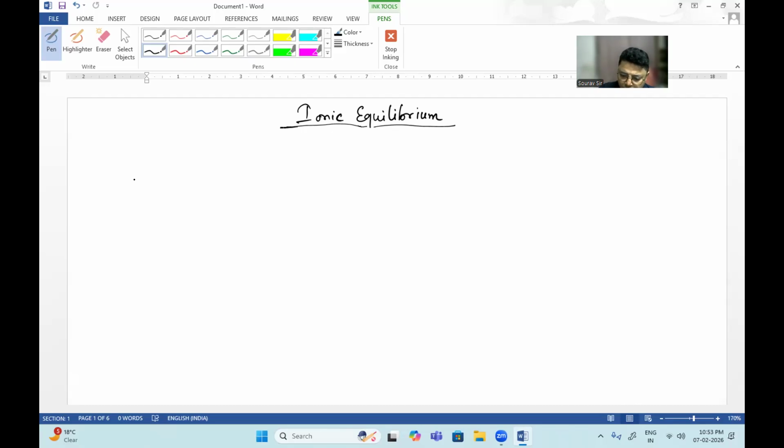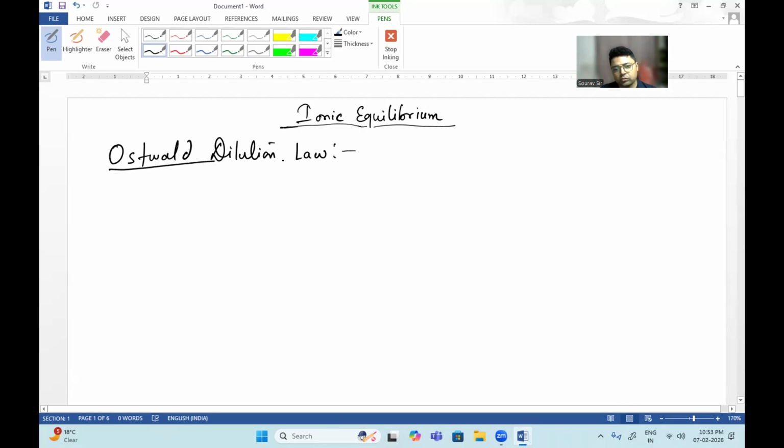Now when we start ionic equilibrium, we have to start with a law. This law is known as Ostwald dilution law. In Ostwald dilution law, we will see that this law is mainly concerned with weak acids and weak bases, because strong acids and strong bases completely dissociate in solution, and weak acids and weak bases do not dissociate completely, they dissociate partially.